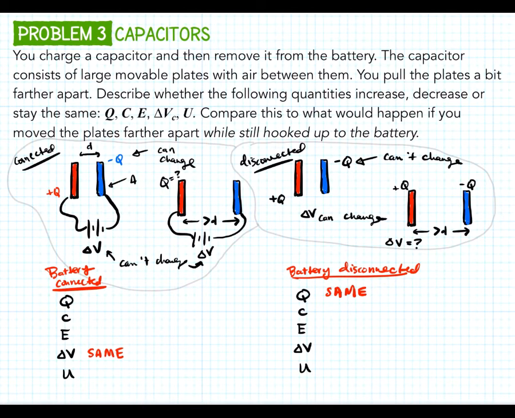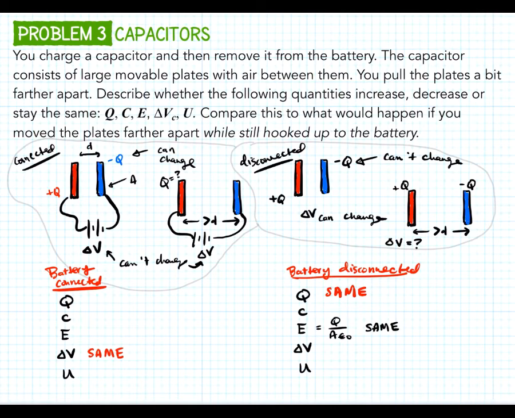The next stuff gets a little bit more complicated. So we know when the battery is disconnected that the charge stays the same. Well, what does that mean for the electric field? Well, we know the electric field for a parallel plate capacitor has to be Q over A epsilon naught. Well, has Q changed? No, we just said it can't. Has the area of the plates changed? No, just the distance between them. Has the material between the plates changed? No, it has not. So this is going to stay the same.